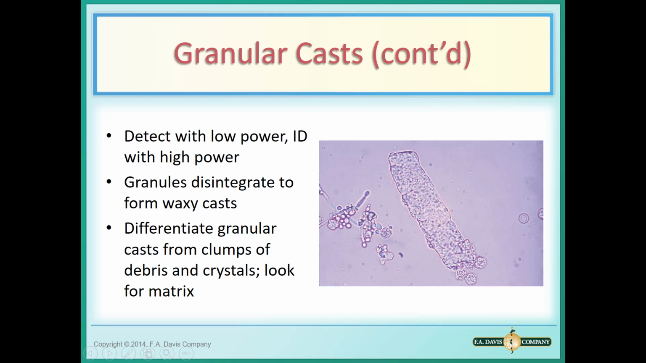Granular casts start out, so let's say you have a white cell cast, it degenerates into a coarse granular cast, further degenerates, those granules continue to break down into smaller pieces, they become a fine granular cast, and granular casts continue to disintegrate until they become very, very fine, and the cast begins to take on a unique form that we call a waxy cast. This is not a waxy cast. We have a picture in just a minute. And waxy casts are always indicative of severe renal disease.